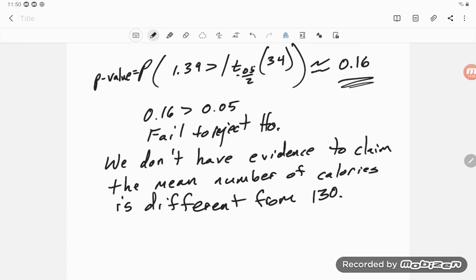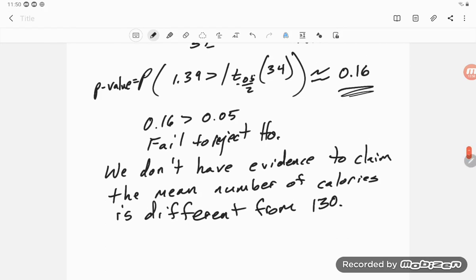We fail to reject H0. It means we can't claim, we don't have evidence to claim that the mean number of calories is any different from the 130 that's advertised. Okay, so sounds good. Okay, we'll go with 130. And so that is this idea of determining the p-value for a hypothesis test using the T distribution and a single mean. Okay, so we'll call that video done.